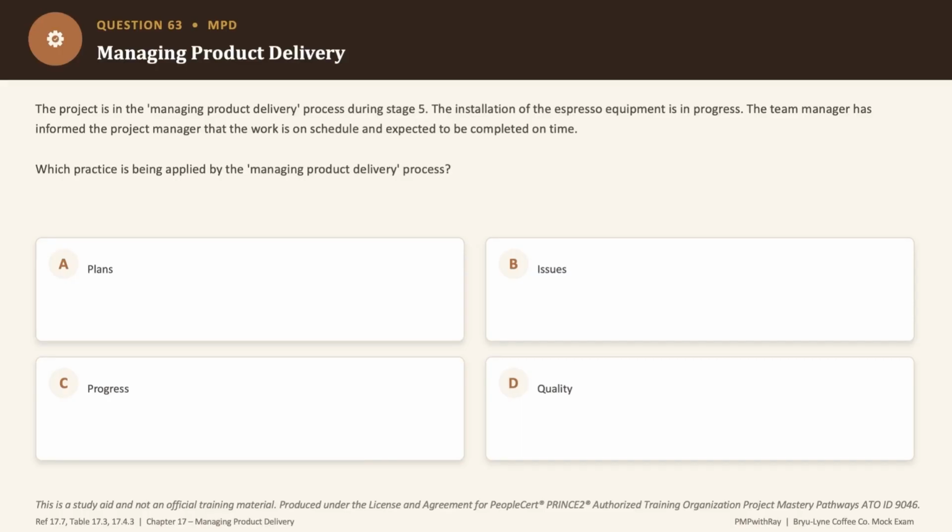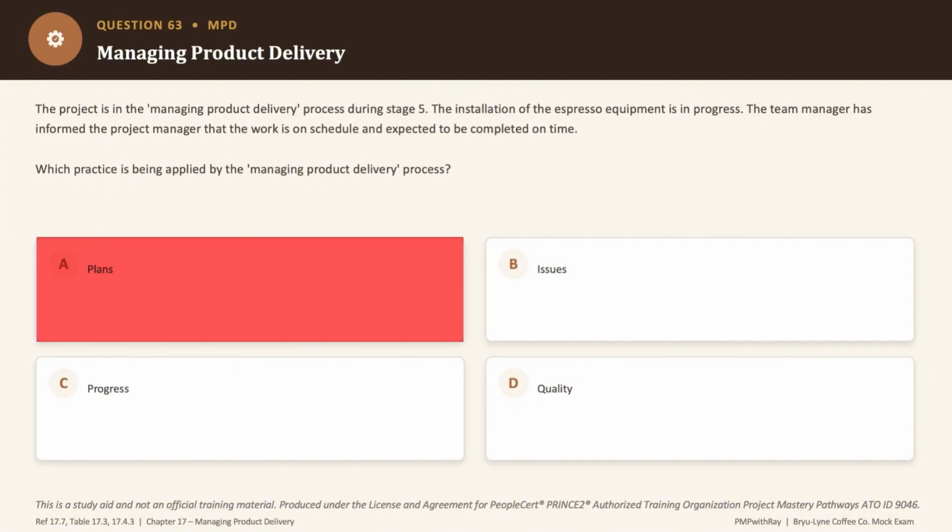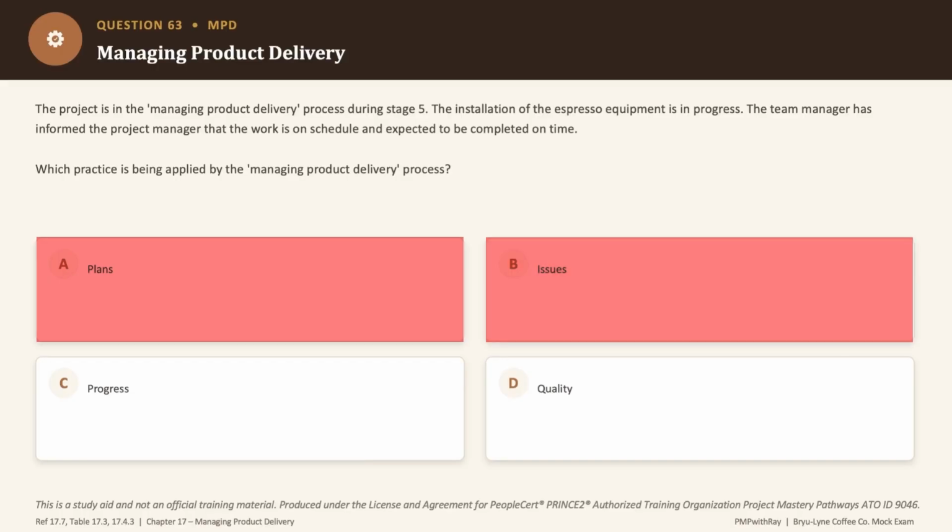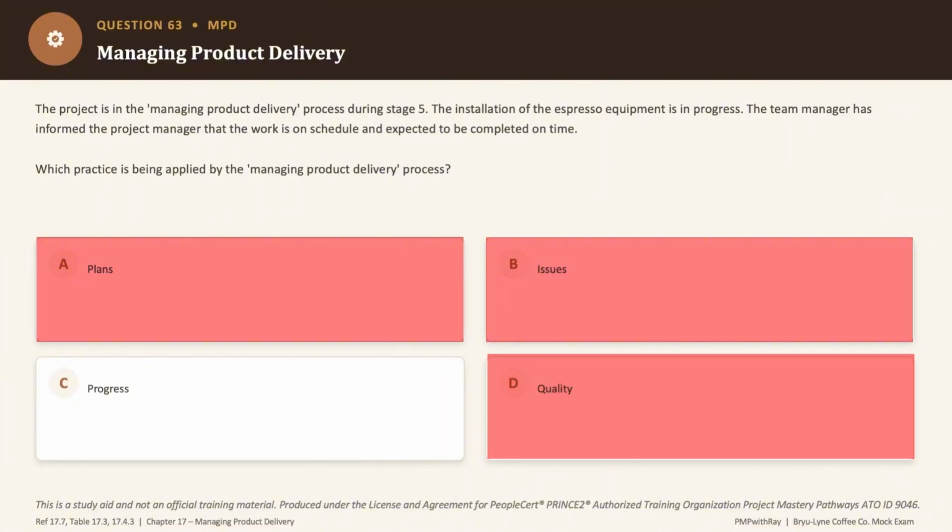Right, so plans is about the structure of the work itself, in this case the team plan, and it's not about the act of reporting the status. So that does not fit, and option A is incorrect. Now option B, issues, is about resolving deviations, and if you think about it, here nothing has really gone wrong. So that is an incorrect answer choice as well. Option D, quality, is about whether the products meet their specifications, not whether the work is on schedule. So that's an incorrect answer choice as well.